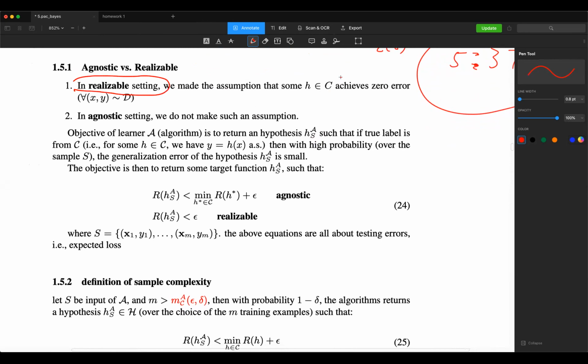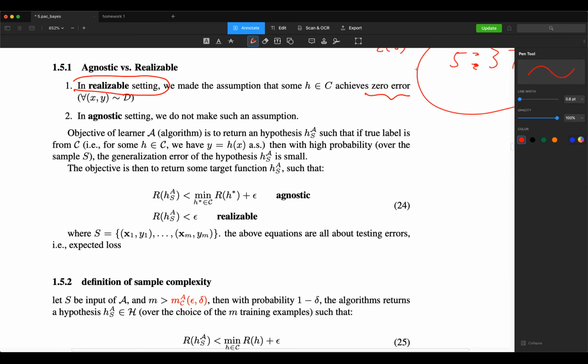So assuming there is at least one hypothesis from your concept set that is actually going to map everything to zero error, that is able to achieve zero error. But in the agnostic setting, that's not always going to be true.